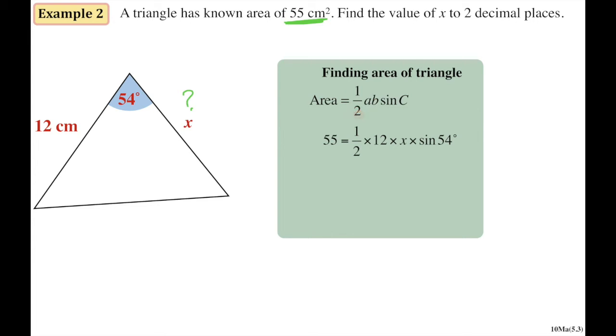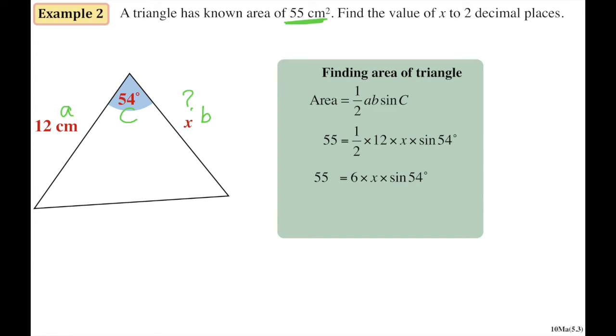It equals a half, well there's my half, times a and b. Well in this case, a and b are these two sides here, and there is angle capital C. So a and b are the 12 and the x. There's a half times 12 times x times the sine of 54 degrees. Well, how do we do that? Because x is what we want to get by itself.